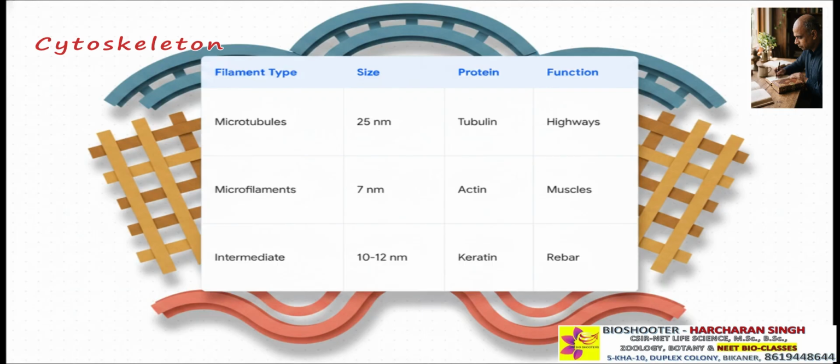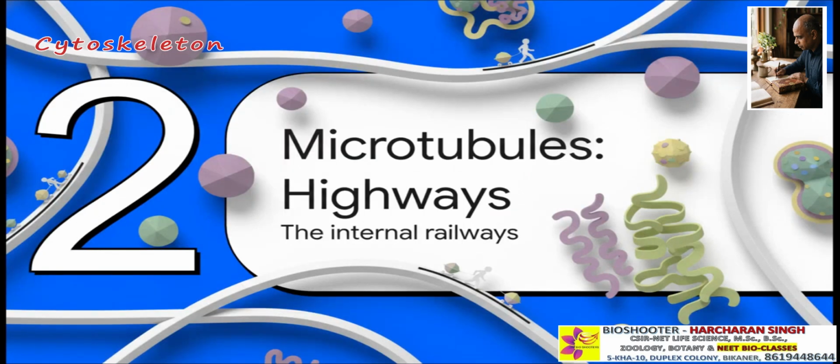Then at the bottom, we've got microfilaments. These are the thinnest at just 7 nanometers, and they act like flexible muscles. And right there in the middle are the intermediate filaments. At 10 to 12 nanometers, think of them as the heavy-duty rebar providing crucial tensile strength. Moving on to part 2, microtubules, the cellular highways.